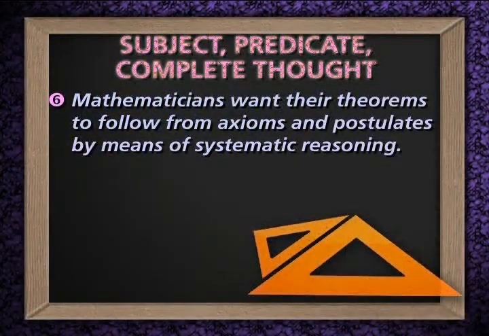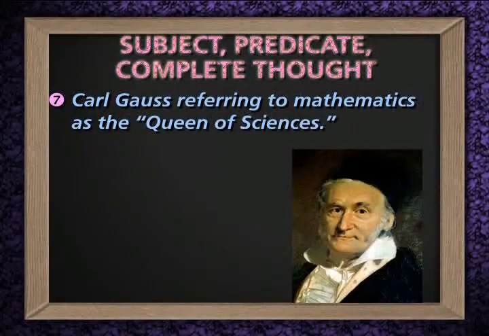Number 6, mathematicians want their theorems to follow from axioms and postulates by means of systematic reasoning. That is correct. I have my subject, mathematicians. I have my predicate. The rest of my sentence, they want their theorems to follow. So I have a complete thought and a subject and a verb. I'm correct there. Number 7, Carl Gauss, referring to mathematics as the queen of sciences.